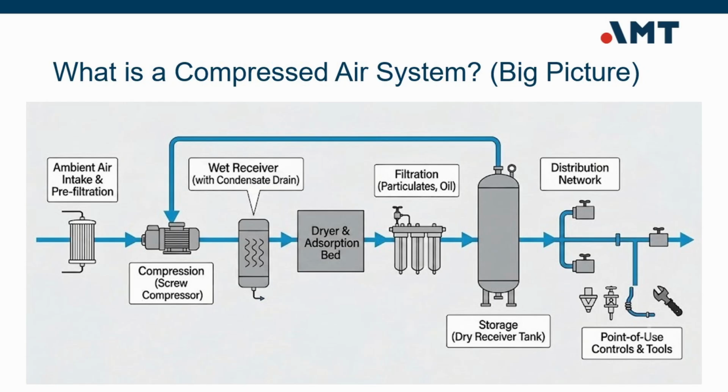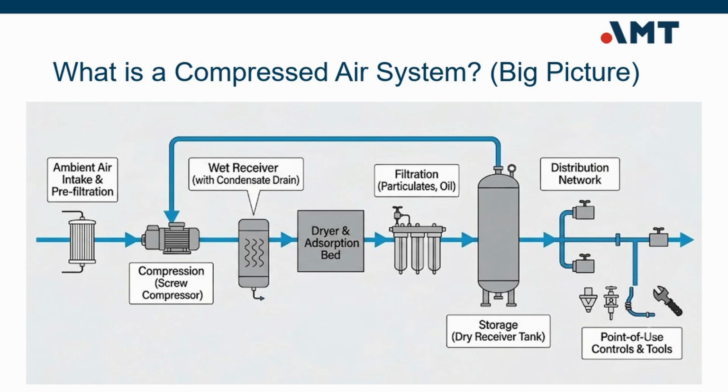Most compressed air waste happens after the compressor, in distribution and end use. That's why managing compressed air cannot focus only on the compressor room. It requires a system level approach from intake to end use. When every component is considered, compression, treatment, storage, distribution, and end use, the system becomes more efficient and more reliable.